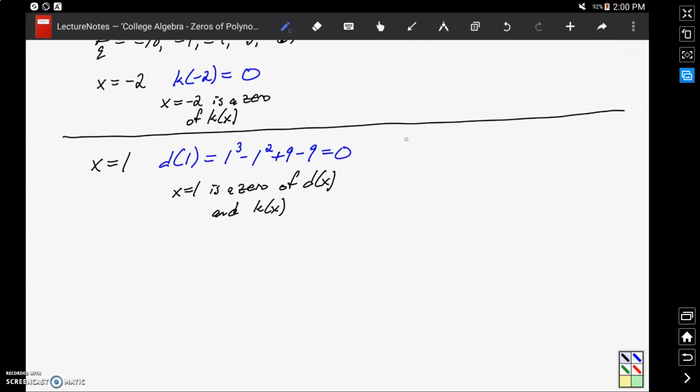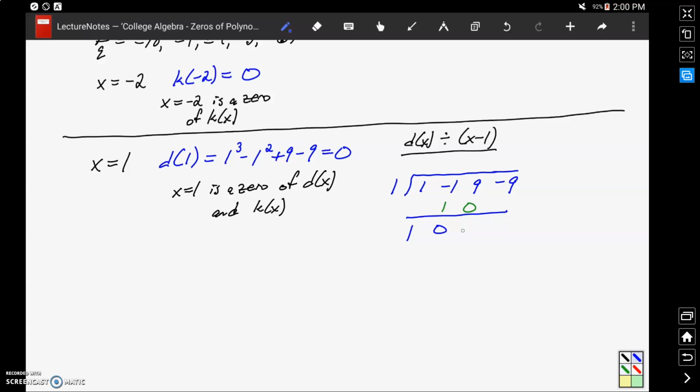So we'll move on to our next step, which would be taking that depressed equation divided by x minus 1. In this case, that would mean setting up a synthetic division problem with d of x as that function inside that division notation. Giving us 1, 0, 9, and 0 as our remainder, which tells us that d of x can be written as x squared plus 9 times that factor x minus 1.